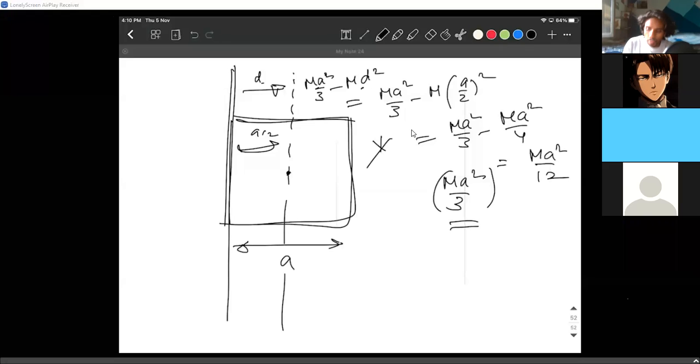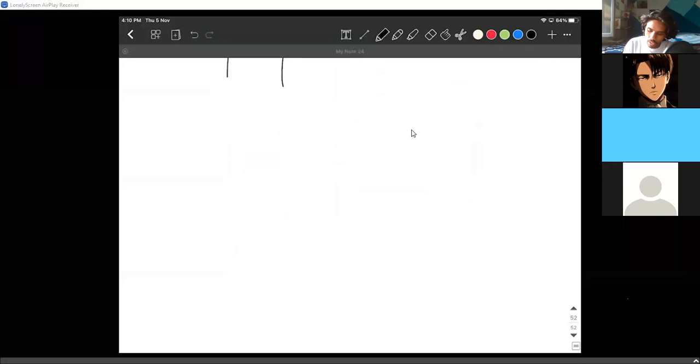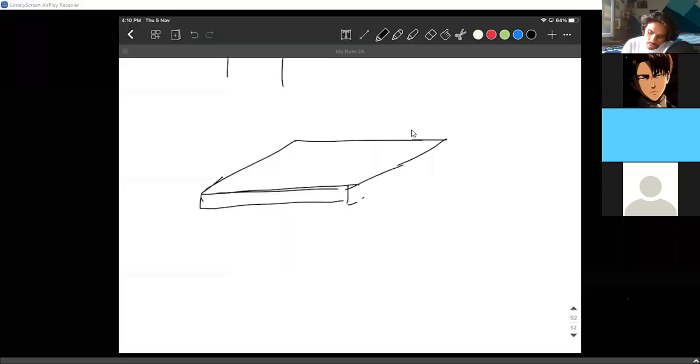Ma square by 12. Guys, so understand, I'm drawing the 3D body now. I mean like a 3D vision, let's just say. So this is a square plate. We started with this axis.